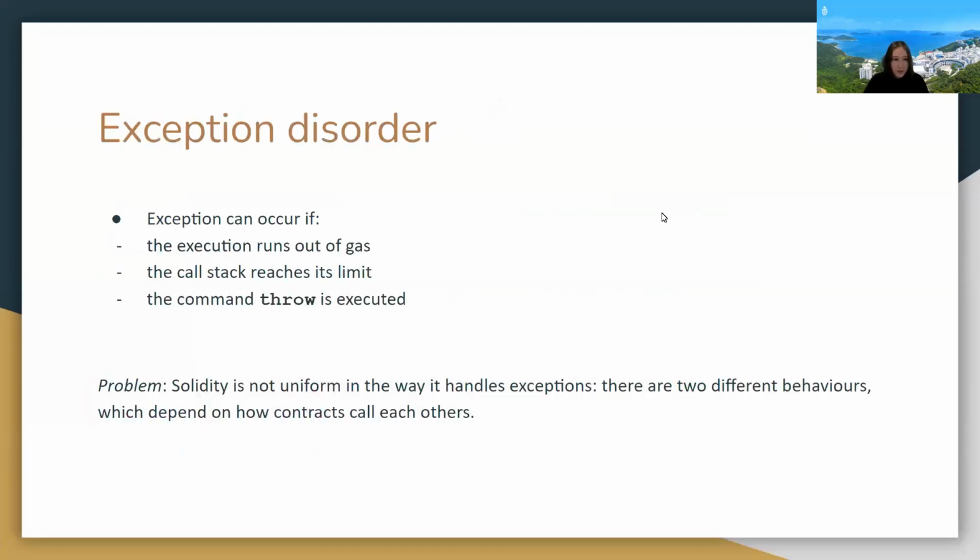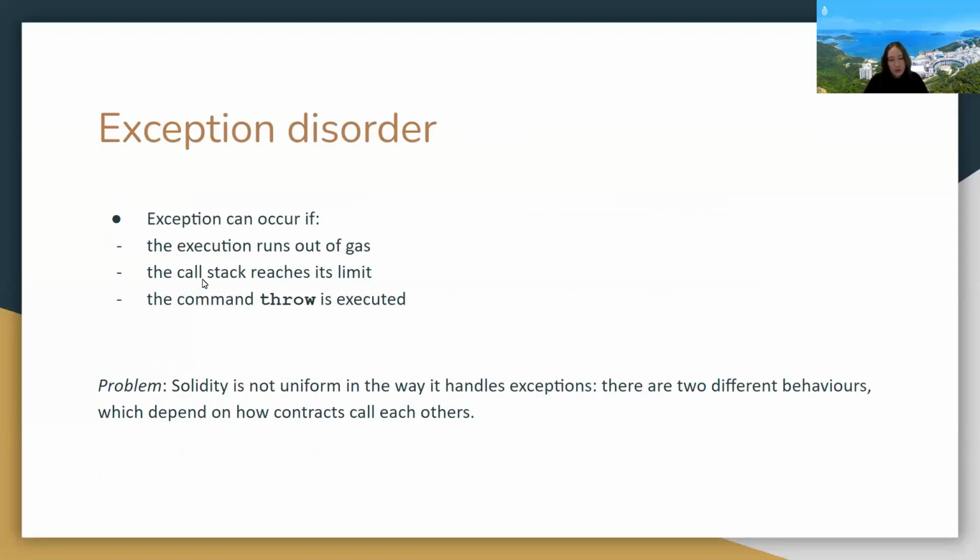So the next vulnerability is the exception disorder. Exceptions in smart contracts can occur due to several reasons. One of them is that the execution runs out of gas, so there's not enough gas specified, or the call stack reaches its limit, or the command throw is executed.